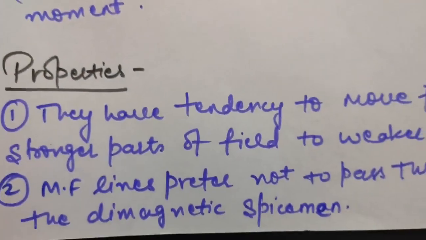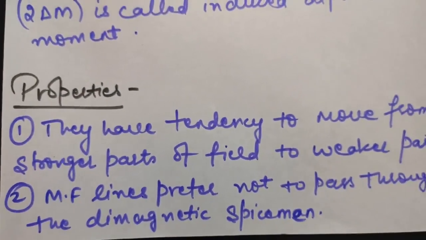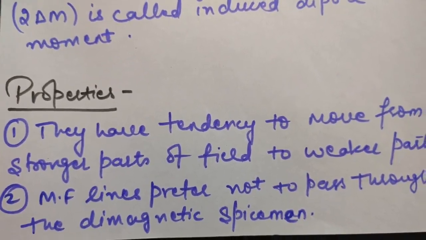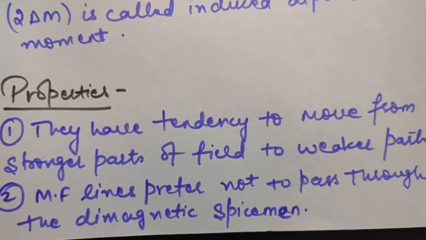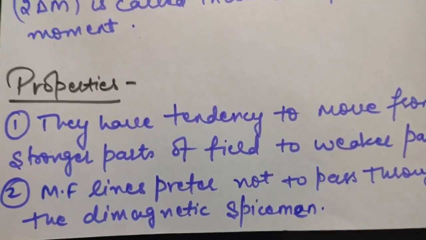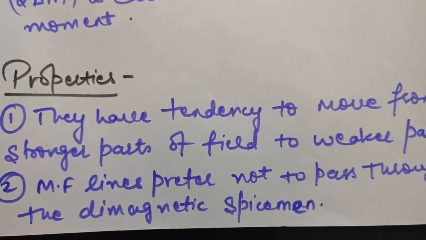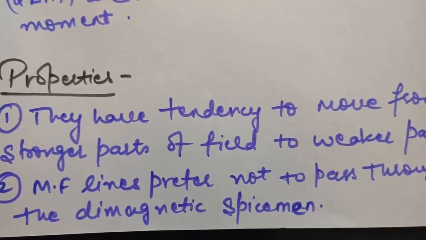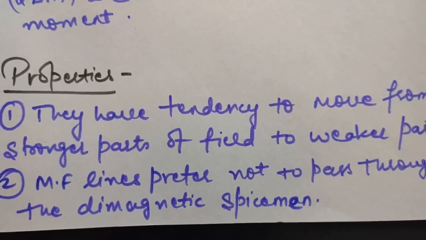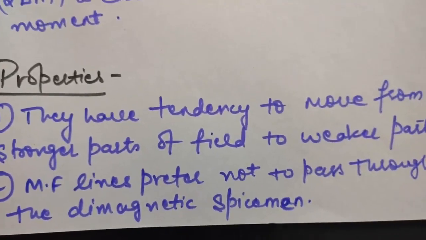Okay, so first property is that they have tendency to move from stronger parts of the field to weaker parts. This is obviously clear because they are getting magnetized in opposite direction. So obviously they will move from stronger part of the field to weaker part. Second is magnetic field lines prefer not to pass through the diamagnetic substance.